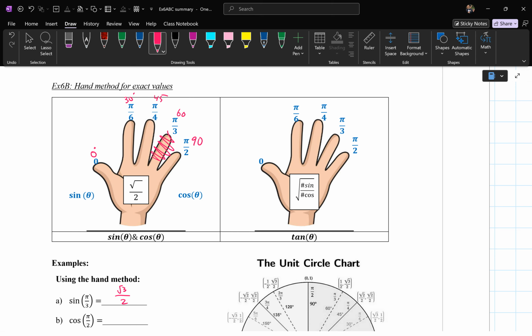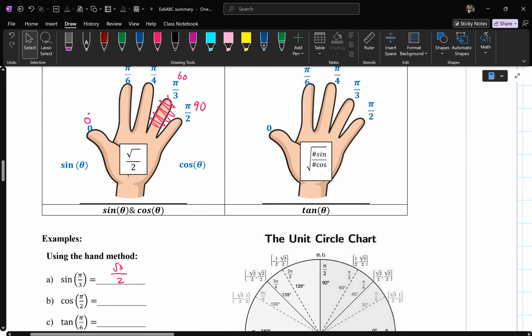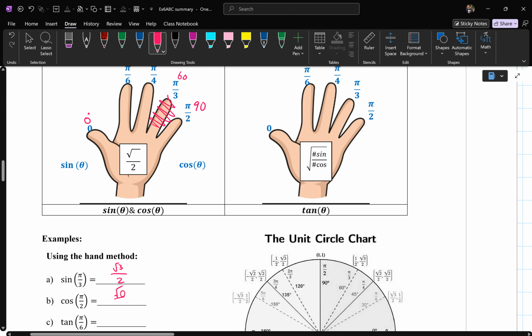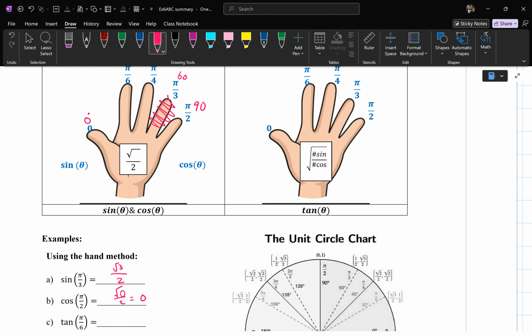If you wanted to try it with cos of pi on 2, same thing. Pi on 2 is 90 degrees there, so that's my pinky. Drop down the pinky. And then the question is, how many fingers do I have for cos? Cos is on the right side of that finger. Do I have any fingers on the right side of it? No. So then it would be root of 0 divided by 2, which ends up being 0. So cos of pi on 2 is 0.